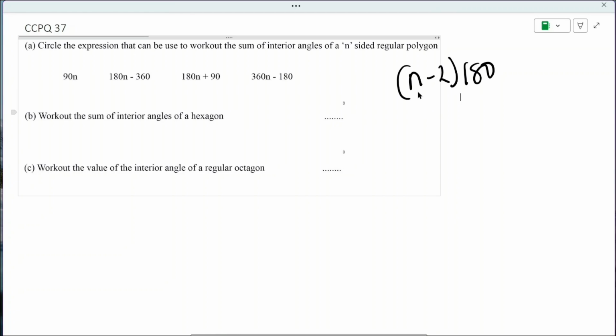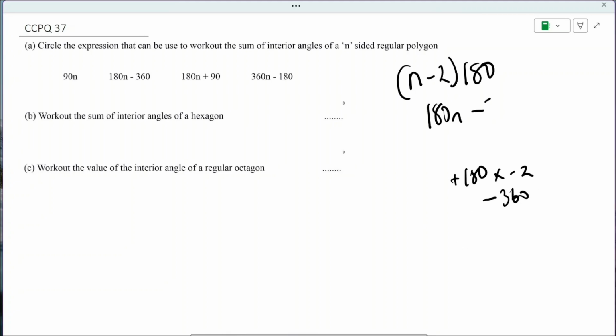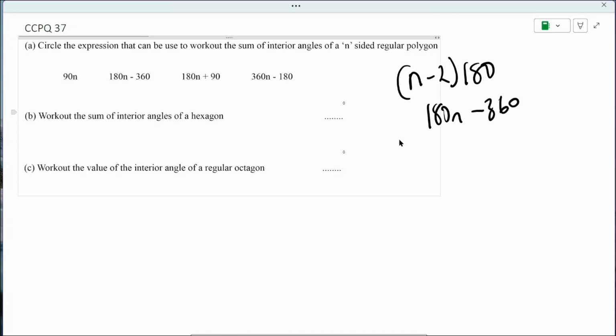So you have 180 times n, just simple algebra, that's 180n. Then you have 180 times minus 2. That's plus 180 times minus 2. This 180 has a positive. You have positive times negative will give you negative. 180 times 2 will give you 360. So this is minus 360. So of the options, we have our answer as 180n minus 360.